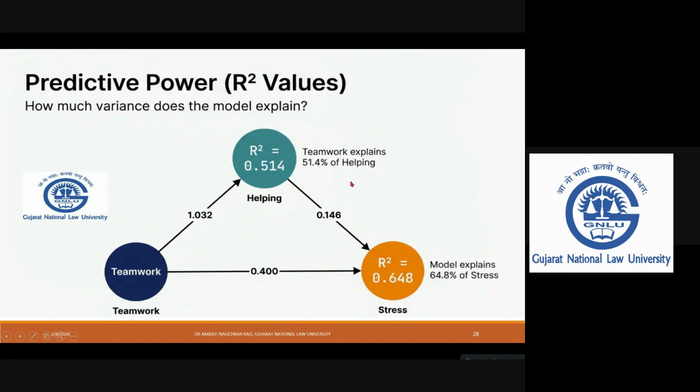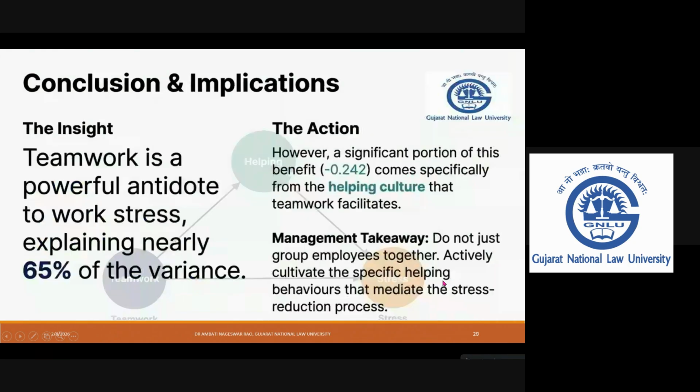Now coming to the next part, predictive power. This one we have done, like which has more influence. We have two constructs: whether teamwork has more influence or helping behavior. Teamwork alone explains 51%. But if we combine with R-square of helping behavior, we are able to explain 64%, almost 65%. The conclusion is that teamwork is a powerful antidote to work stress, explaining nearly 65% of the variance that you are seeing right here. However, a significant portion of this benefit, that is minus 0.246, comes specifically from the helping culture that teamwork facilitates.